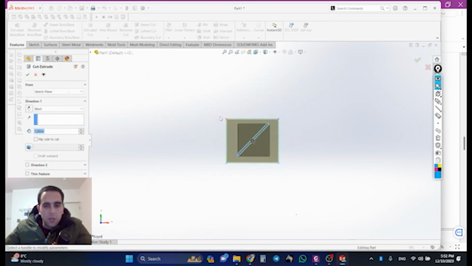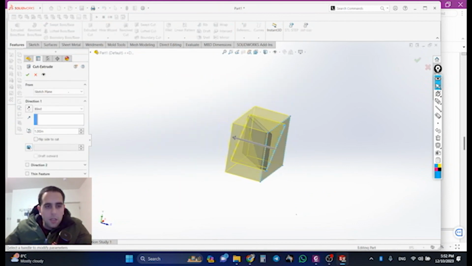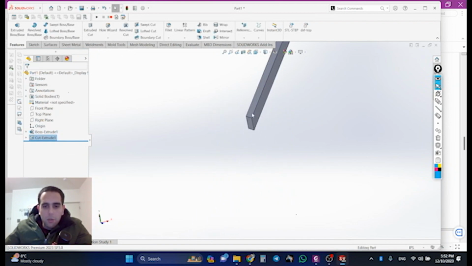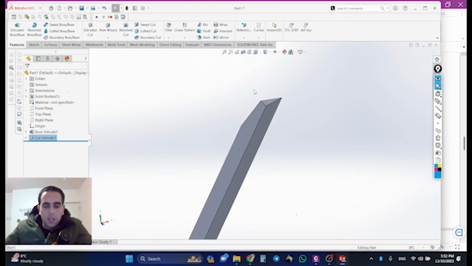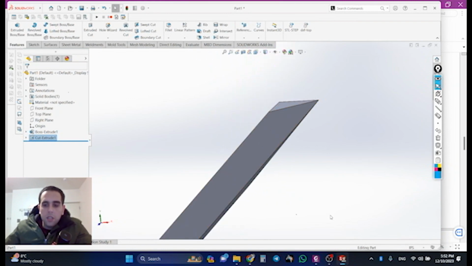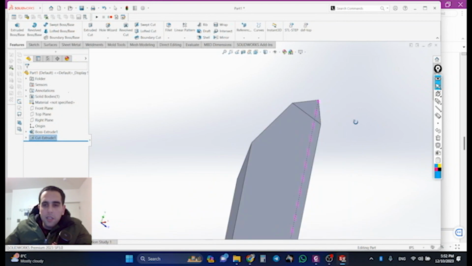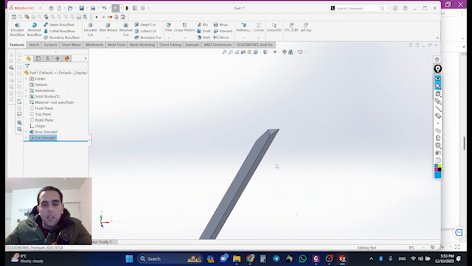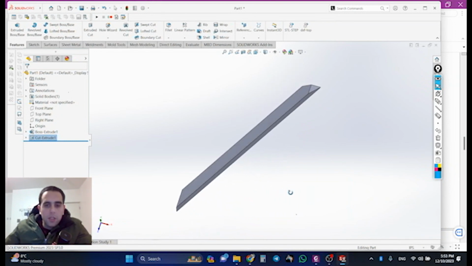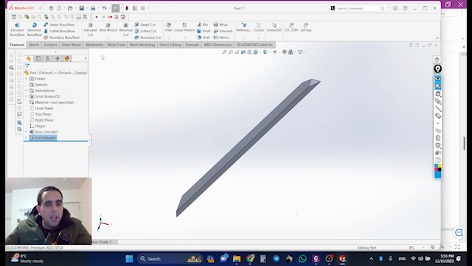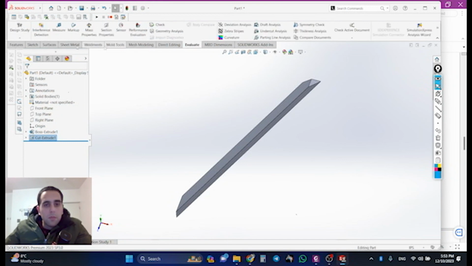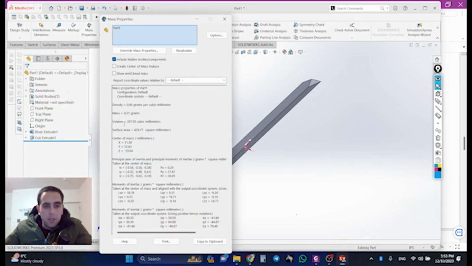So we make an extrude cut and click OK. We can see here the probability of these two meeting each other. For example, they should meet between 0 minutes and 10 minutes. As we get near the 10 minute mark, it gets sharper and the probability gets less and less. So this is the probability, and we can measure that from Evaluate, Mass Properties, and Volume.